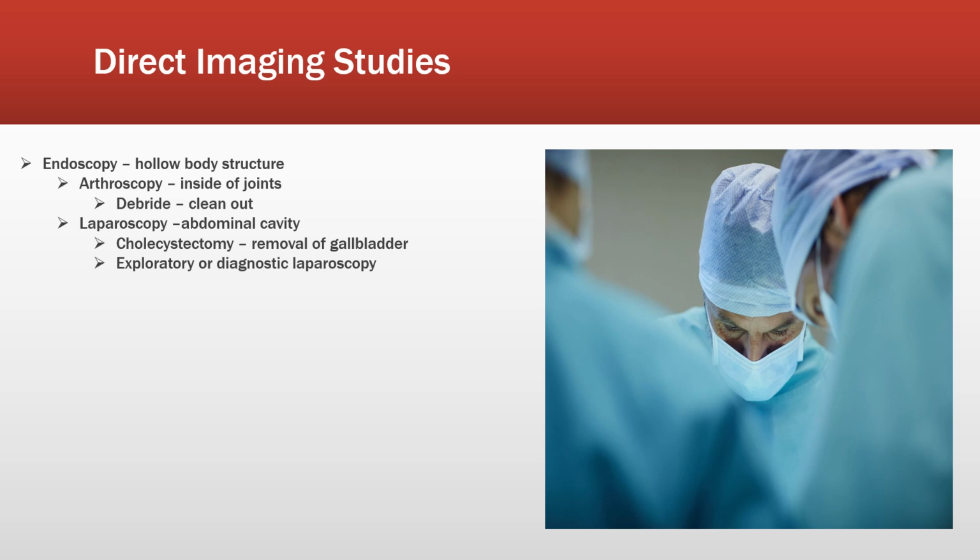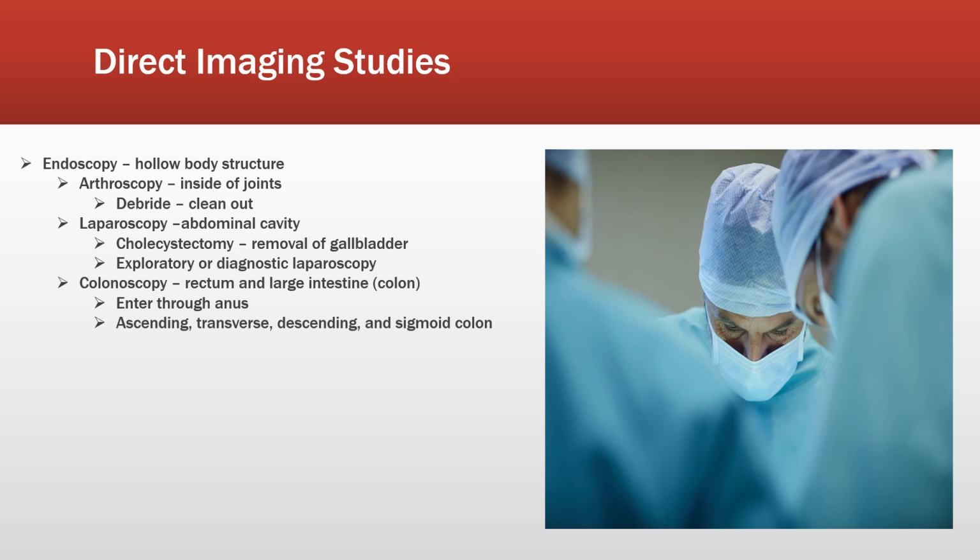A colonoscopy directly visualizes the rectum and large intestine, which is called the colon, by inserting a scope through the anus. There are 4 sections of the colon: the ascending, transverse, descending, and sigmoid colon. Instruments may be used to obtain biopsies and remove polyps.